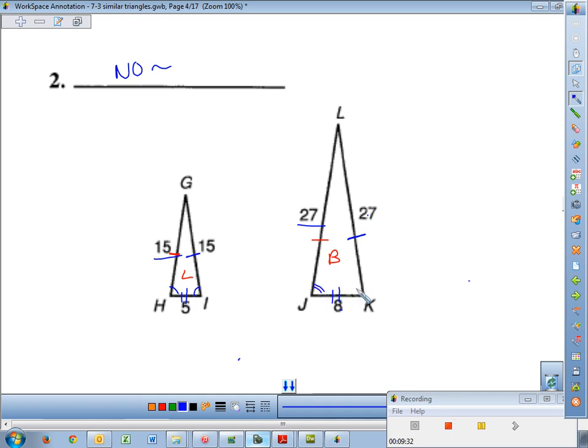Now here's my thing though. Do you know that angle H has to be the same as angle J? You don't know that, right? You know that H and I have to be the same and J and K have to be the same, but you have no idea if H and J have to be the same.